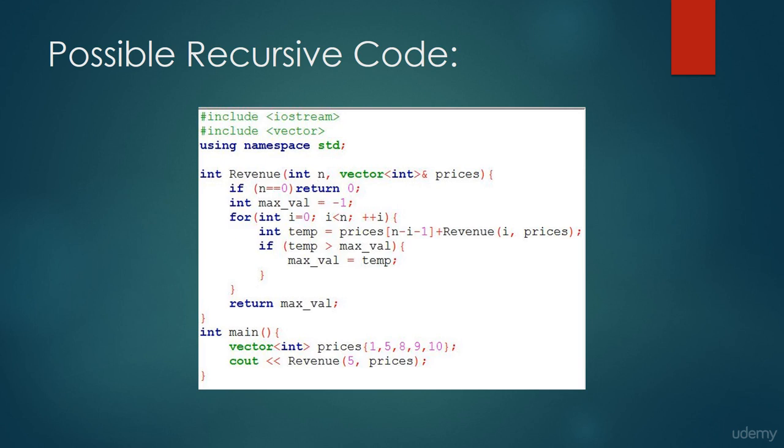We will define the function revenue, returning an integer of the amount we can earn, and it takes 2 arguments: n, which is how long the rod is, and a vector of prices, the prices Pi, that we're getting. So the base case is if n is 0, then we should return 0. Then I want to find the maximum value of prices n-i-1 plus the revenue of i.